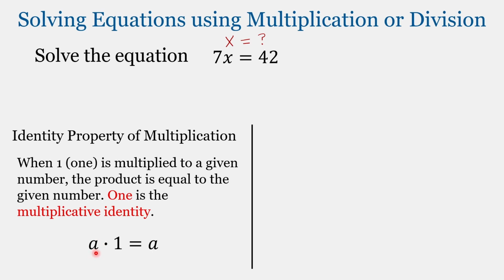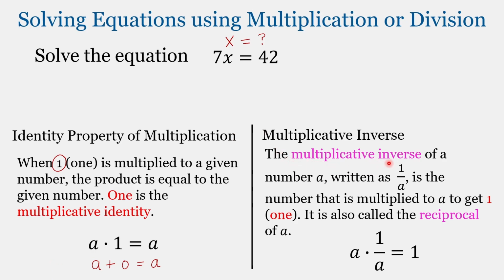If a is any number and we multiply it by 1, we get a back. This is similar to 0 in addition. If you remember, when we add 0 to anything, just that number comes right back out. So when we were solving with addition and subtraction, the goal was to create a 0. When we're solving with multiplication and division, the goal is to turn the coefficient into a 1. Now, how do we do that? We use the multiplicative inverse, or the reciprocal.